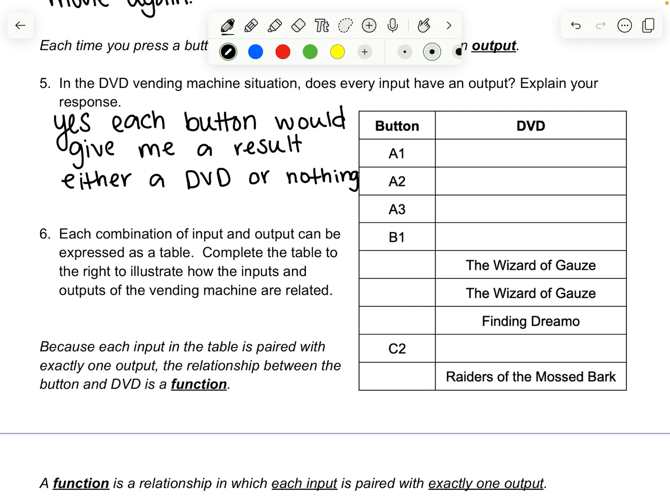Alrighty, for number 6, each combination of input and output can be expressed as a table. Complete the table to the right to illustrate how the inputs and outputs of the vending machine are related. In my table, I have all of the A buttons filled in. I'm going to look back up to the DVDs available for those particular buttons. I'm going to wait and give you about 15 seconds to fill in the 3 different DVDs for the A buttons.